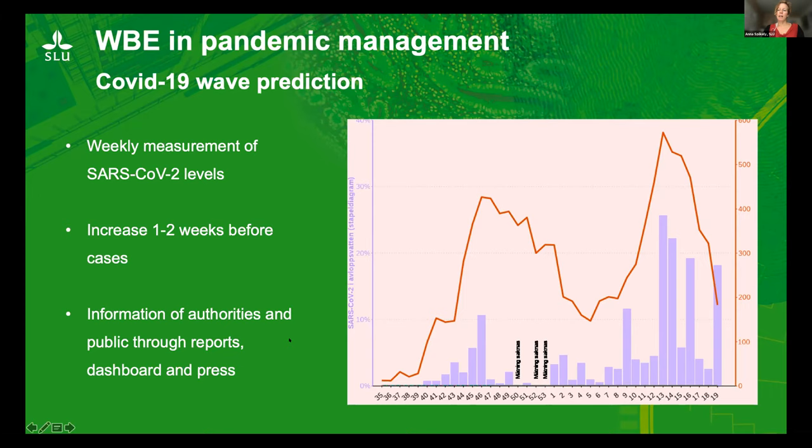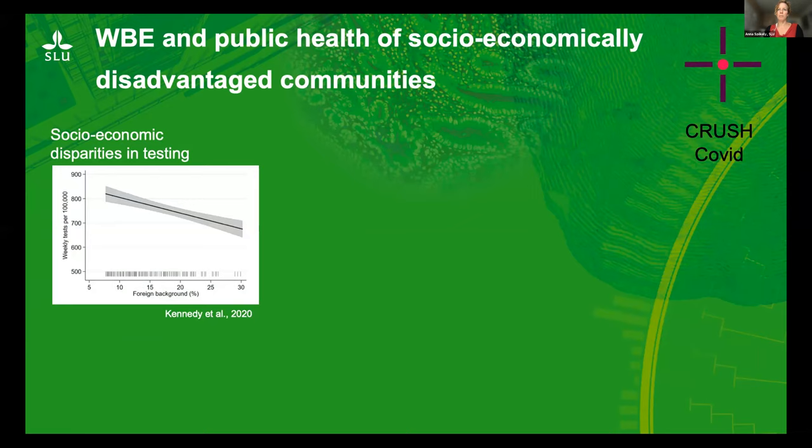I mentioned at the beginning, or maybe that's when my slides collapsed, that another good thing of wastewater epidemiology is that it's a very affordable thing. We can test a whole population with a single sample compared to doing mass testing of thousands or hundreds of thousands of people. This affordability can help us also in using this tool for disadvantaged communities.